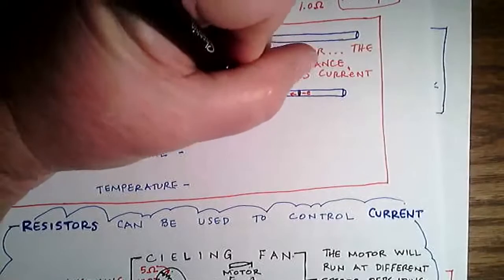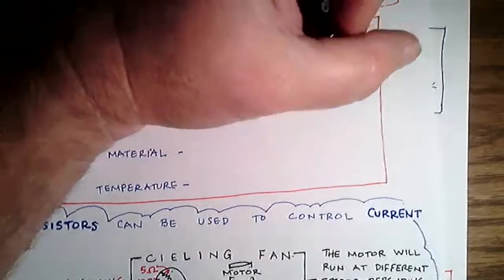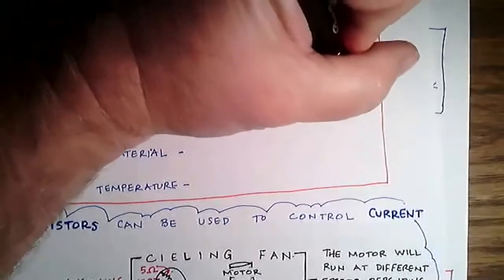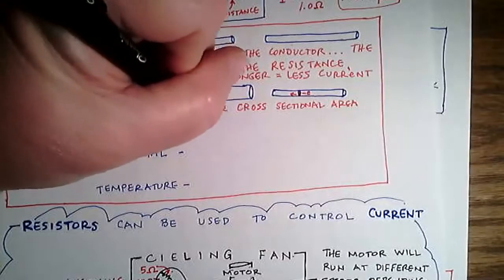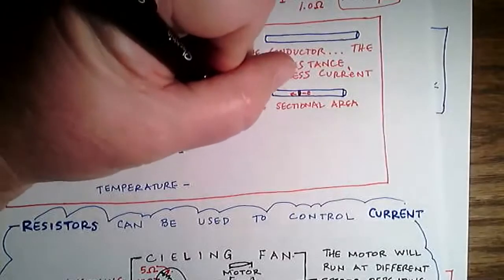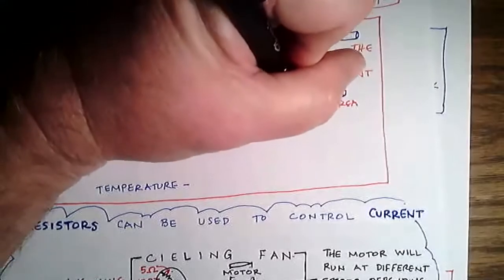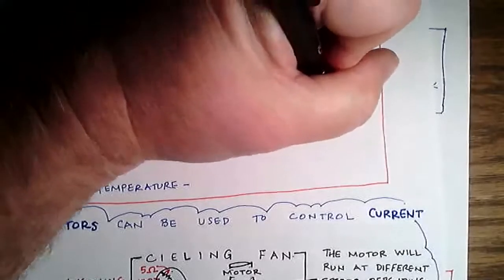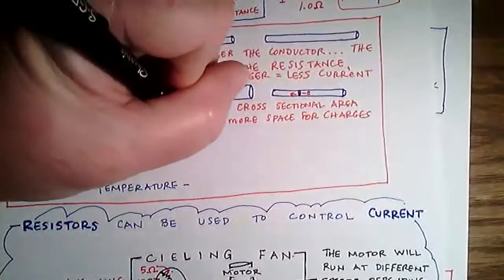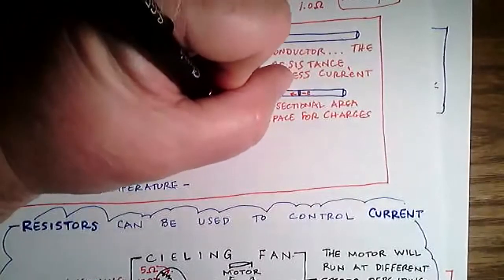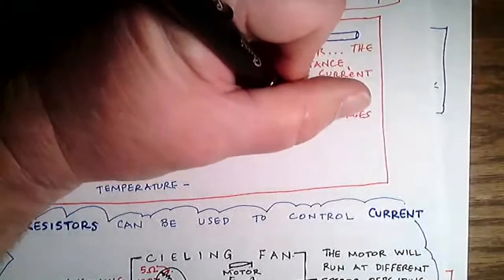cross-sectional area means more space for charges to move and greater current.